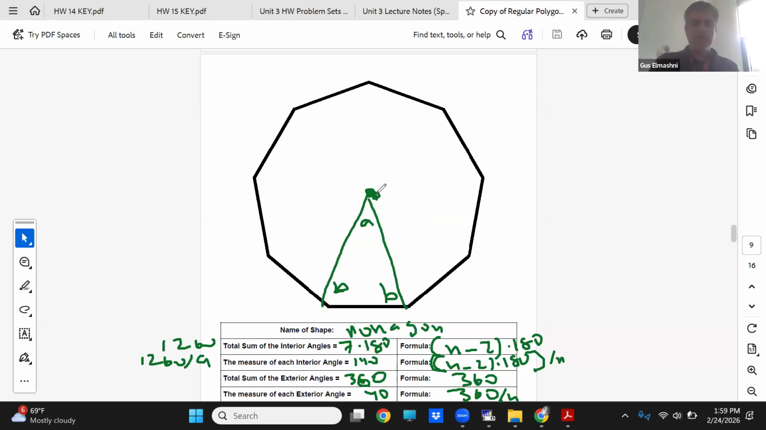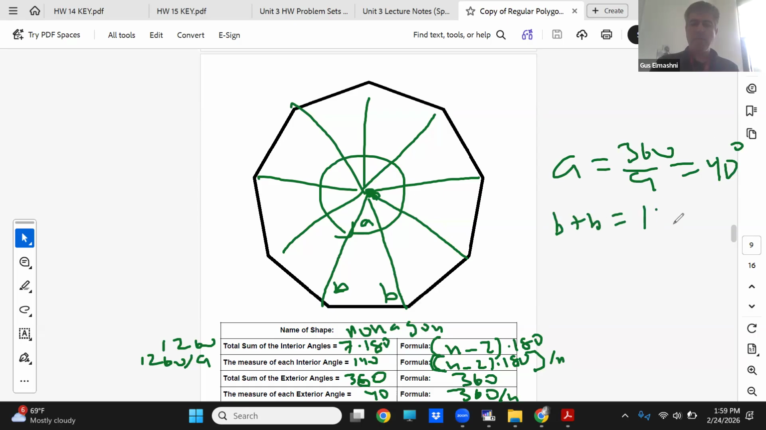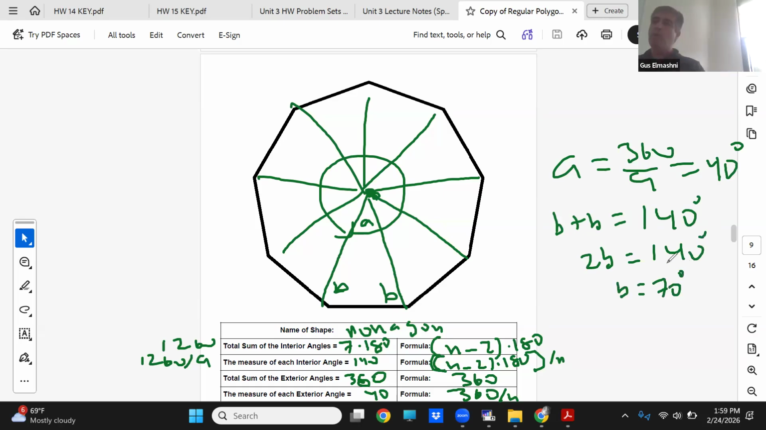Now, how do I figure out what A is? 360 divided by the number of sides. Correct, right, because I go around the circle once. So A is 360 over 9, which is 40. And then B plus B has to be 140, or 2B equals 140. So B is 70 degrees. And these things will matter when we meet again on Thursday, where we have to start finding area of these.